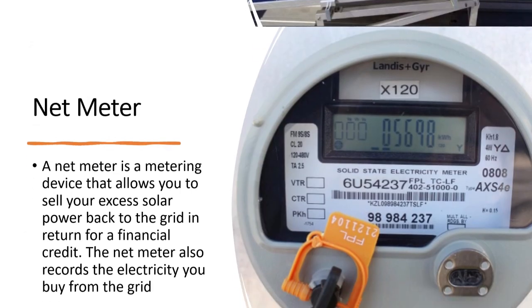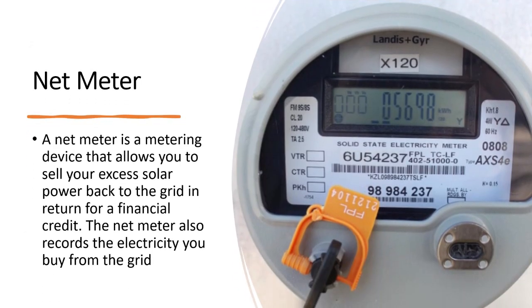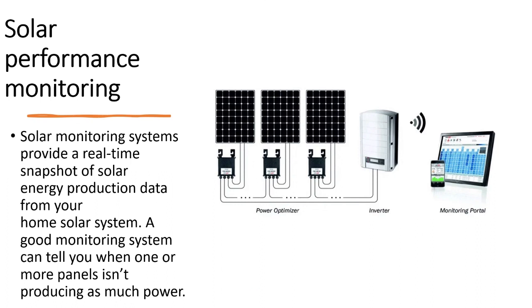A net meter is a metering device that allows you to sell your excess solar power back to the grid in return for a financial credit. The net meter also records the electricity you buy from the grid. Solar performance monitoring is very important because it provides a real-time snapshot of solar energy production data from the solar system. A good monitoring system can tell when one or more panels isn't producing as much power.